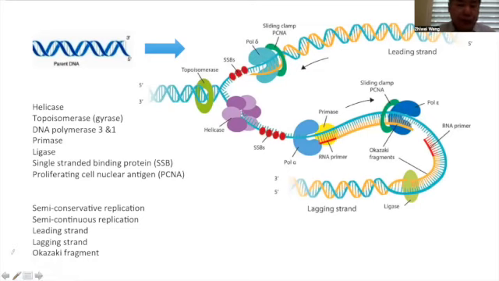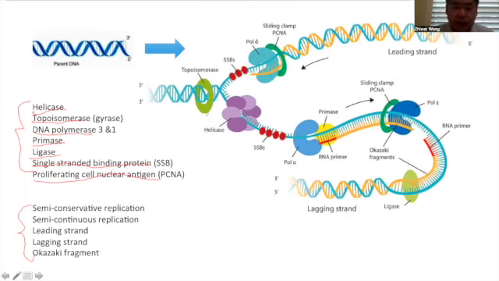For DNA to replicate, there are many players in the process. Let's first get familiar with them: helicase, topoisomerase, DNA polymerase, primase, ligase, the single-stranded binding proteins (SSBs), and the proliferating cell nuclear antigen (PCNA). There are also concepts to understand: semi-conservative replication, semi-continuous replication, leading strand, lagging strand, and Okazaki fragments.